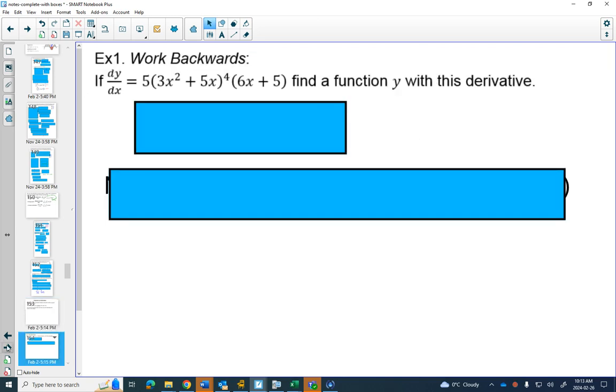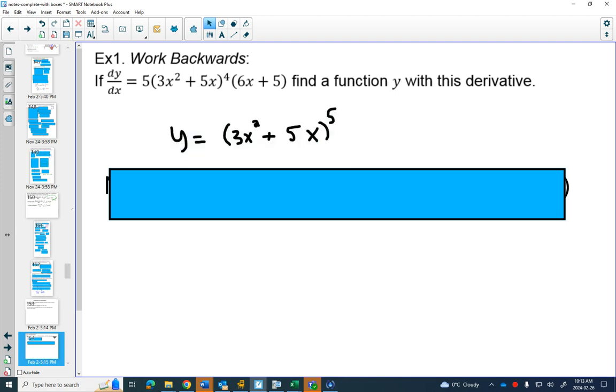So we did some of these already. You work backwards. This was a really easy one. You did this in your derivative notes. If you had to work backwards, you'd be like, oh, this came right after you learned the chain rule. Can you see a chain rule happen? That the 5 came out in front. You subtracted 1 from the exponent, and then you multiplied by the derivative of the inside. So your original function would have just been y equals (3x squared plus 5x) to the 5.